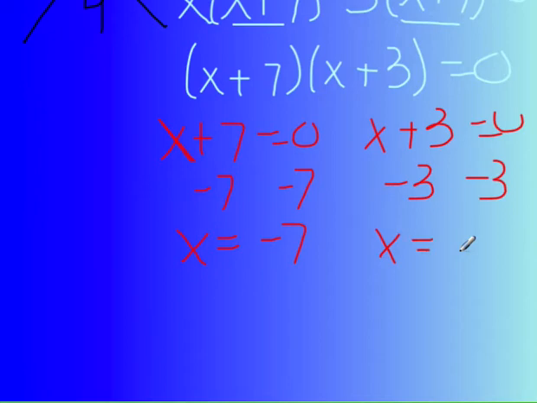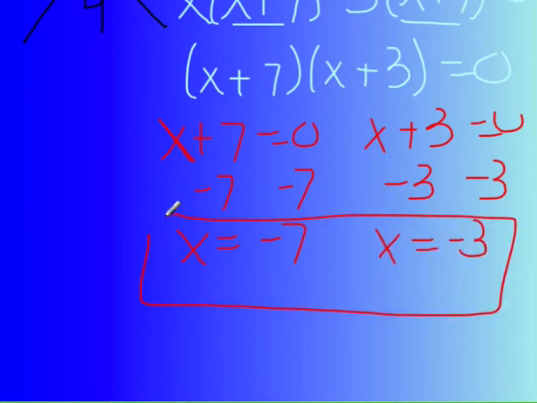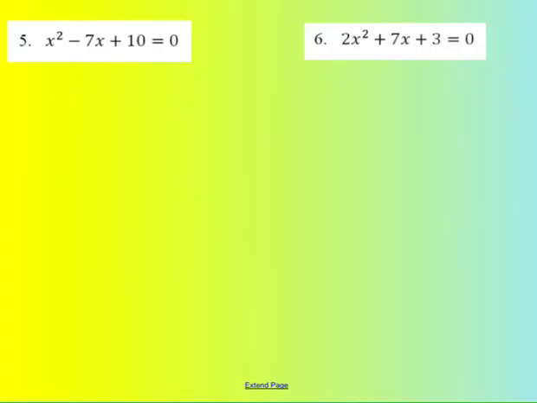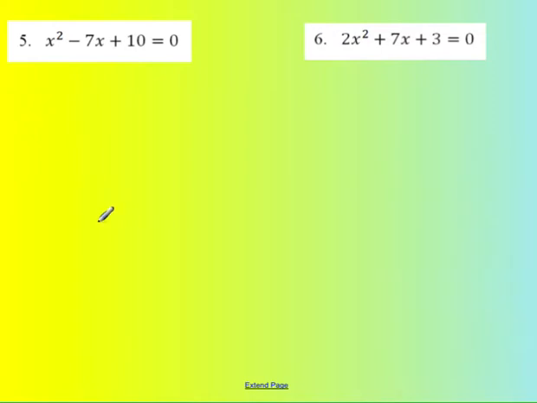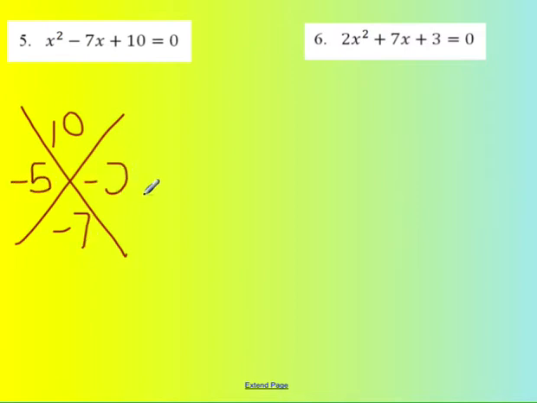So those are my two answers for number 4. X is equal to negative 7, and x is equal to negative 3, sorry. Let's take a look at number 5. So again, I'm going to set up my x. So I'm multiplying to 10, adding to negative 7. So that's going to be a negative 5 and a negative 2. So now I'm ready to factor.